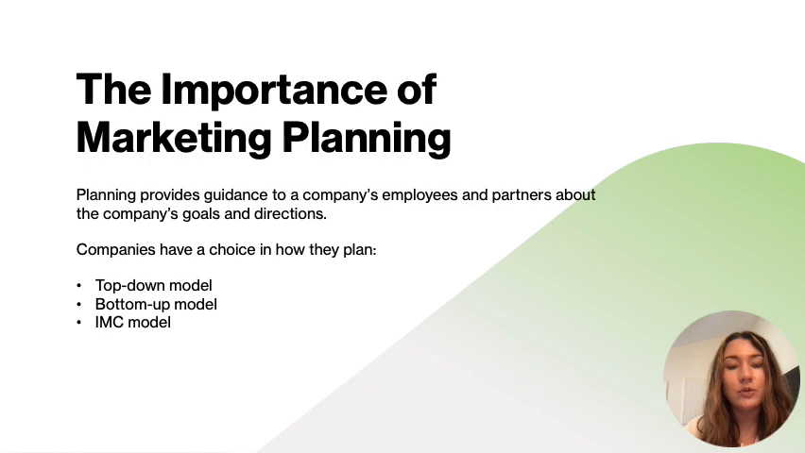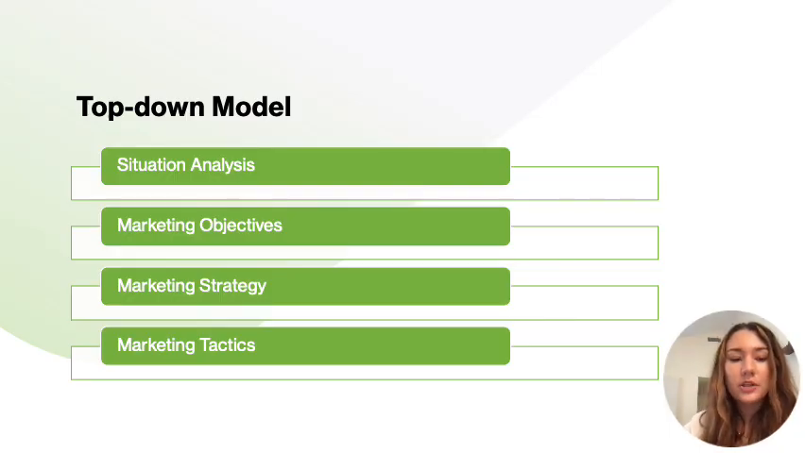There are actually a few different types of marketing plans, and we'll discuss them a little bit more in this presentation. The first is the top-down model. This is a very traditional model. The second is the bottom-up model, and the third is the IMC model. We're going to start with the top-down model, and like I said, this is a very traditional model. A lot of us have likely seen this in our career.